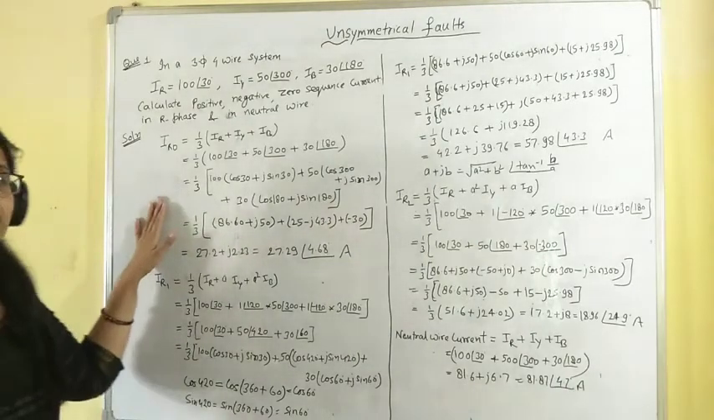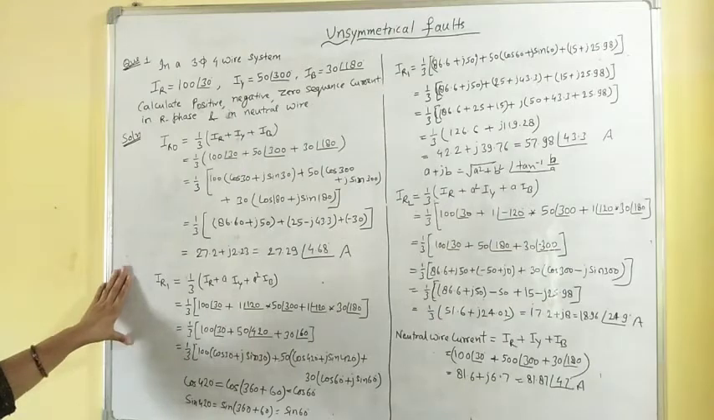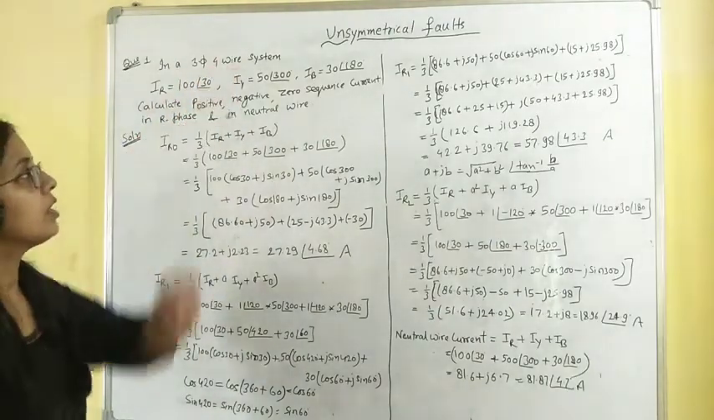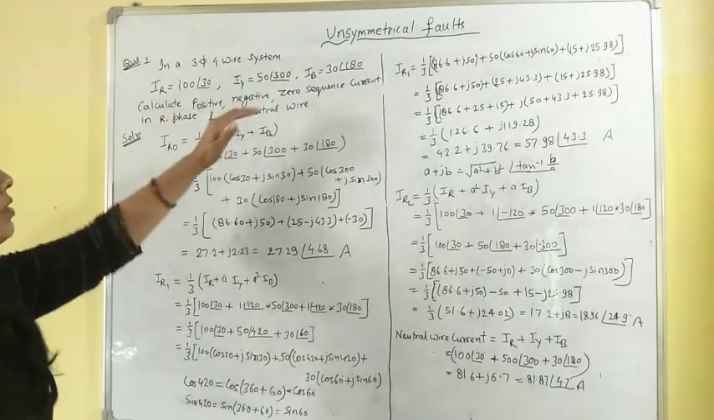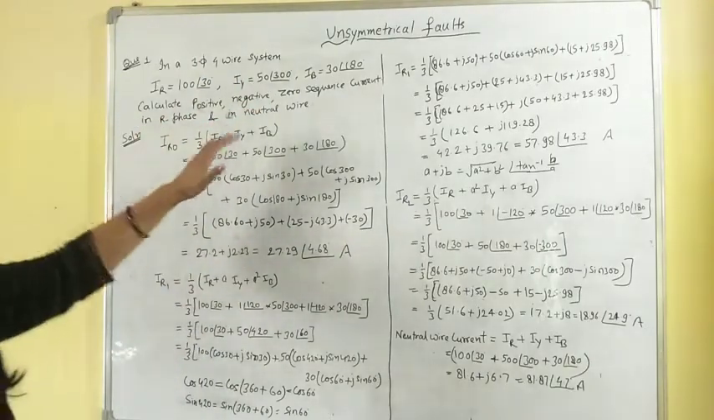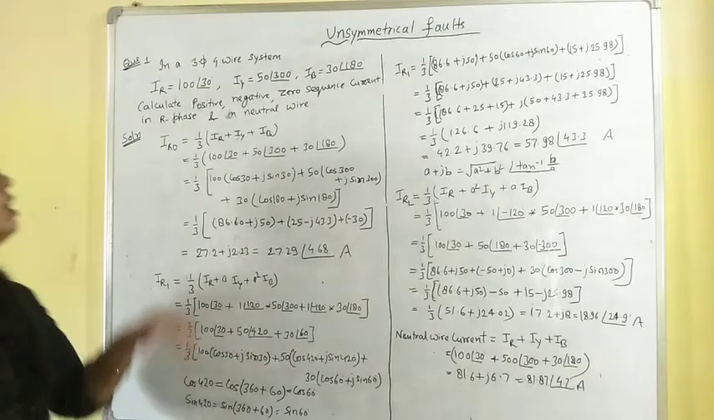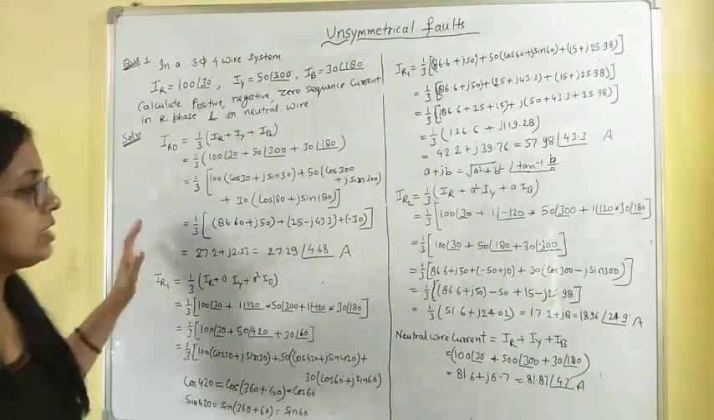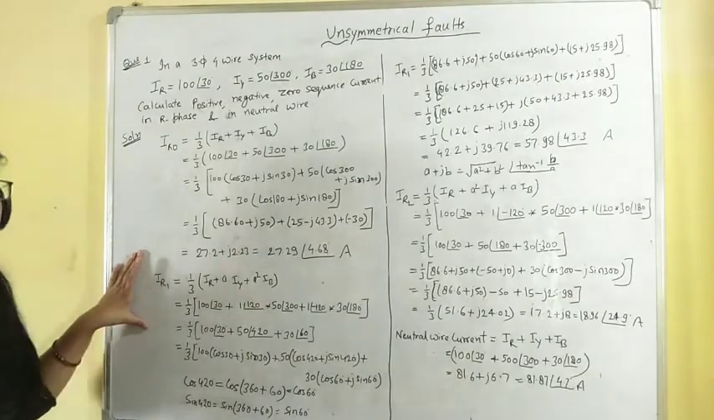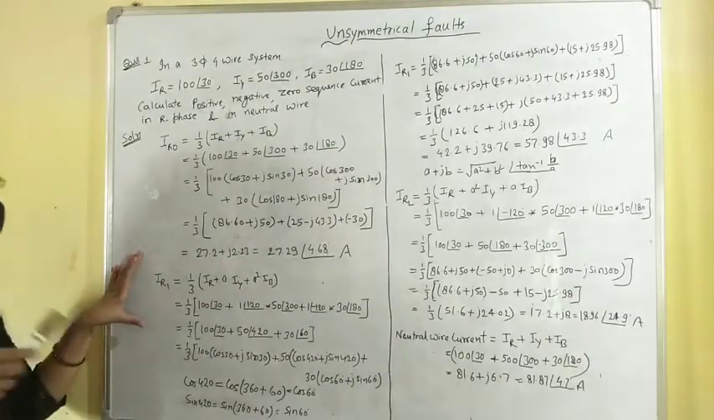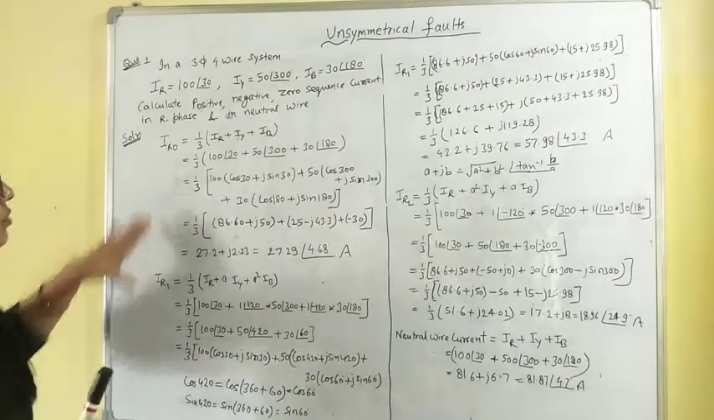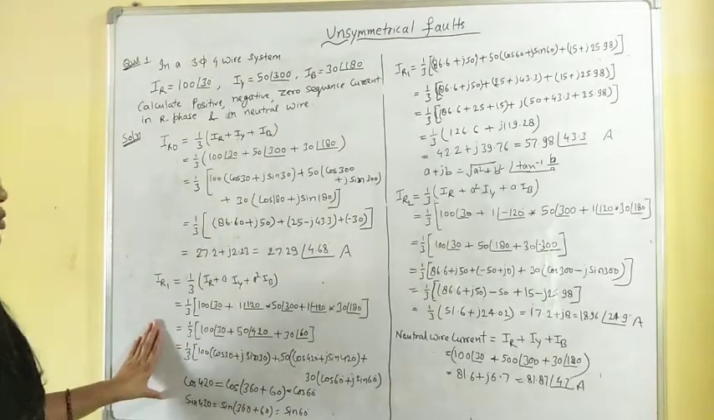Students, this is one of the examples of symmetrical components. Here, in a three-phase four-wire system, the line currents are given and you have to calculate the positive, negative, and zero sequence currents in the R phase and in the neutral wire. These types of questions are always asked in the GATE exam or any competitive exams. They are one of the components they can ask from you.